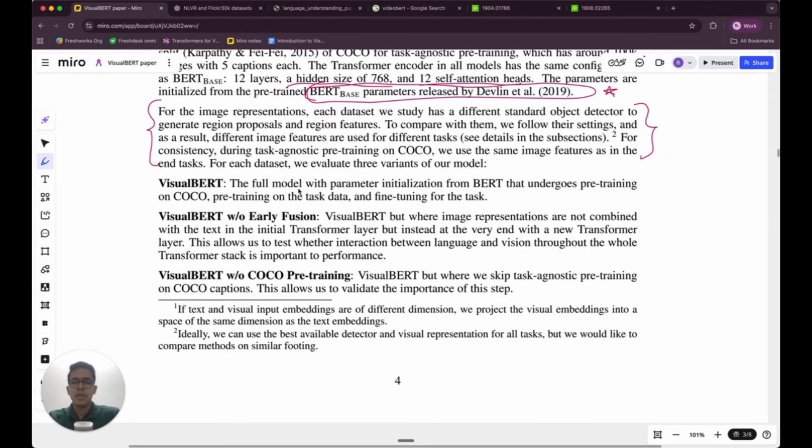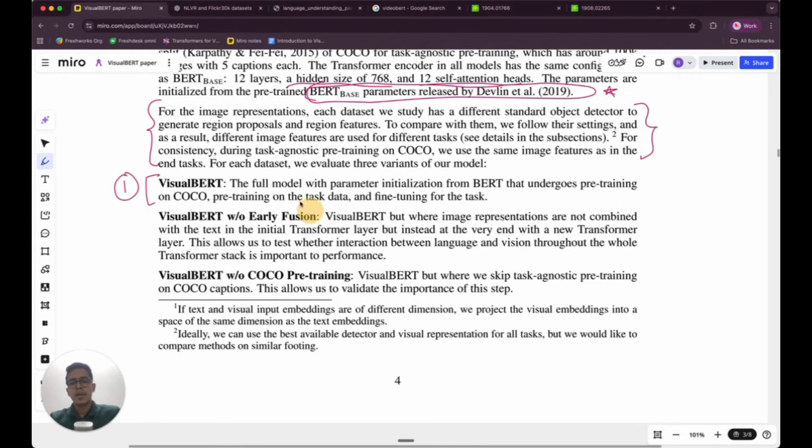VisualBERT, the full model with parameter initialization from BERT that undergoes pre-training on COCO, pre-training on task data, and fine-tuning. So they are calling their model number 1 VisualBERT, where it does undergo pre-training on COCO data, pre-training on task-specific data, and then fine-tuning. Pre-training on BERT is not done by them. It's already available from the BERT model, but then pre-trained on COCO. And then actually there are 4 levels. So they use the pre-trained BERT model, then pre-train it on COCO data, then pre-train on task-specific data, and then fine-tune. So technically there are 4 levels of training happening.